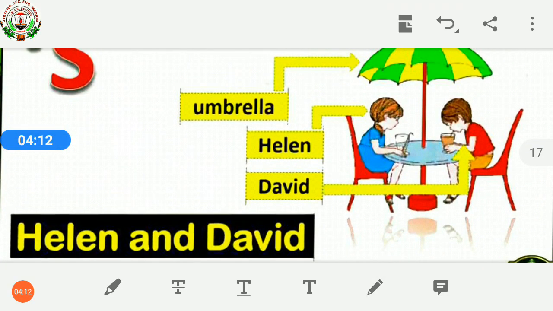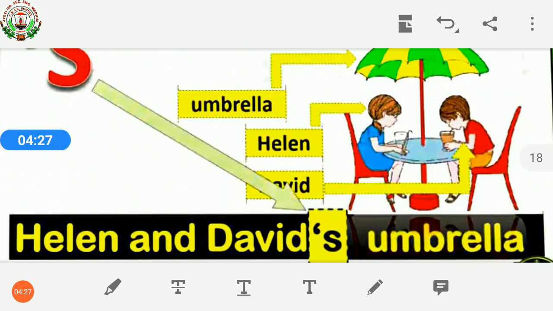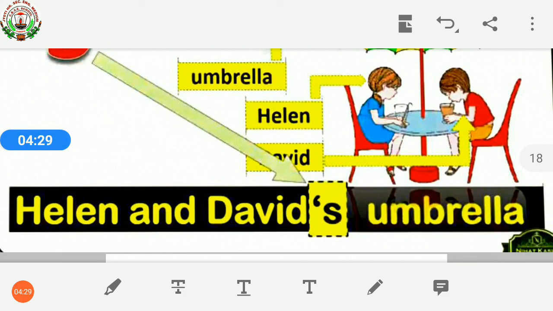Now, umbrella, Helen and David. So the names of two kids are given here in this picture, Helen and David. So this umbrella belongs to this Helen and David. So how to use apostrophe S here? Let's see. Helen and David's umbrella.